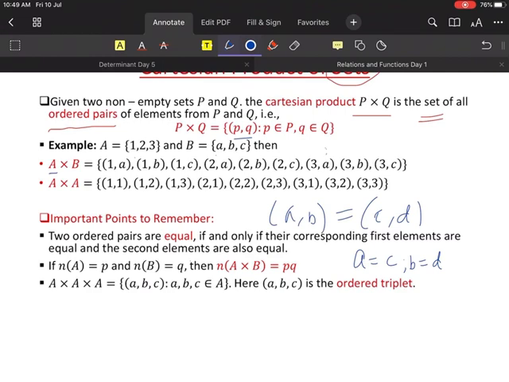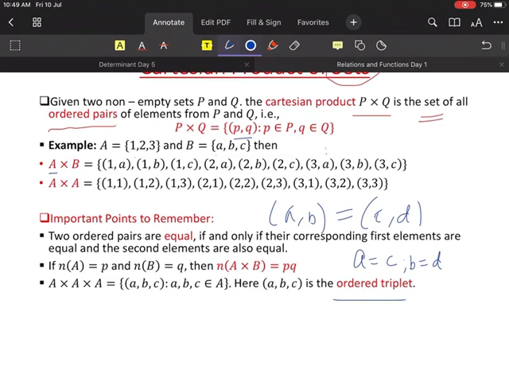Now you see here, if I have A cross A cross A, here we had the cross product twice, but here I am doing the cross product thrice. So that will be denoted as (A, B, C). It won't be an ordered pair. It will be known as an ordered triplet. There will be 3 numbers in there. Understood? Clear?